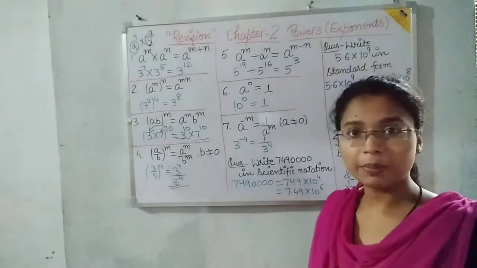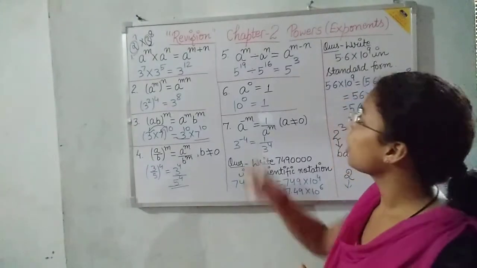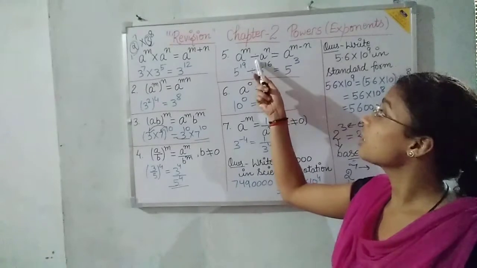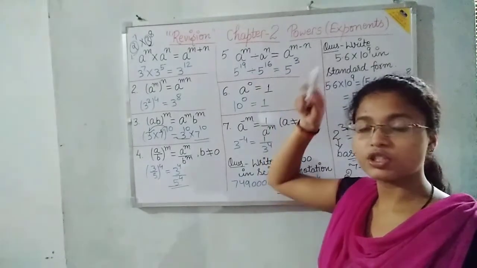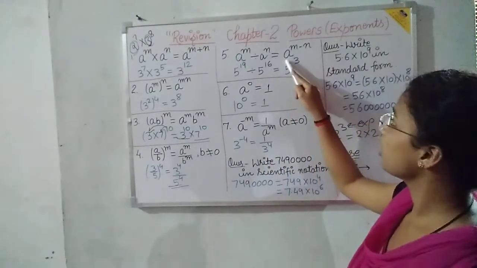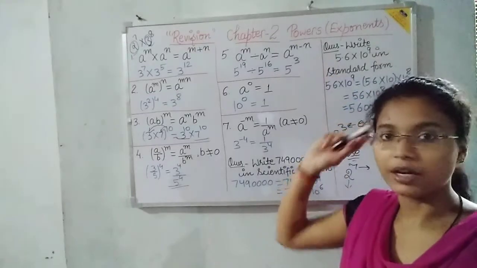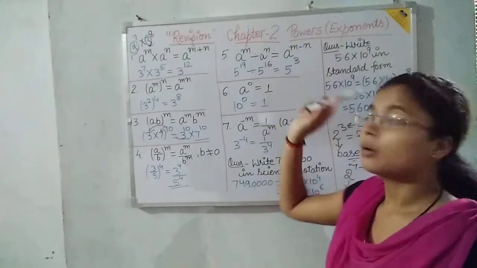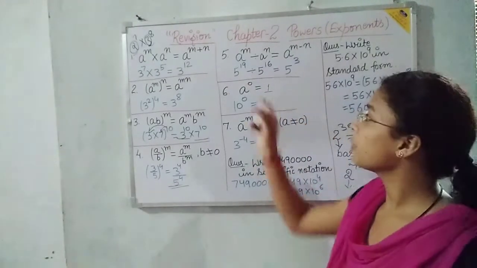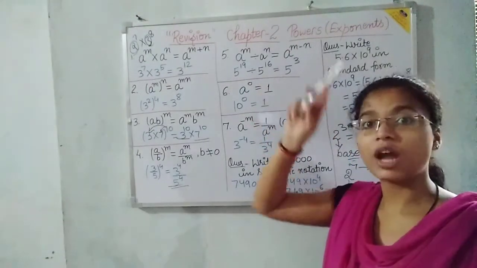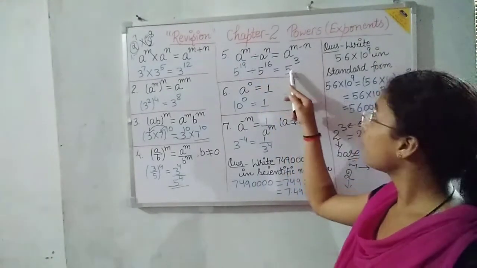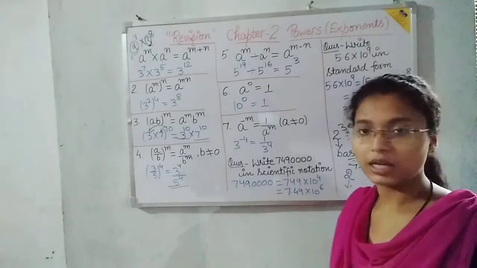Okay, here the bases are the same, a to the power m and a to the power n. But what is the sign? The sign is divide, so we just subtract the power, meaning a to the power m minus n. Now let's take an example. 5 to the power 19 divided by 5 to the power 16. The bases are the same, 5, so just subtract the power. 19 minus 16 will give you 3, so 5 to the power 3 will be your answer.